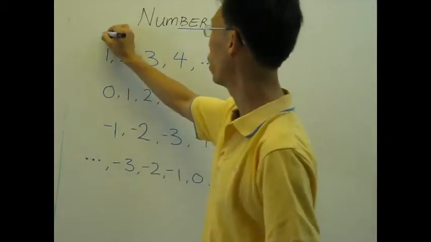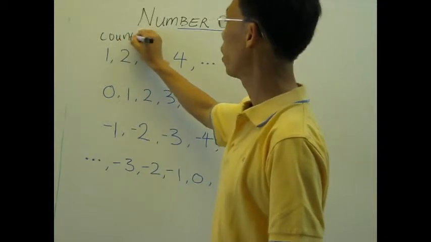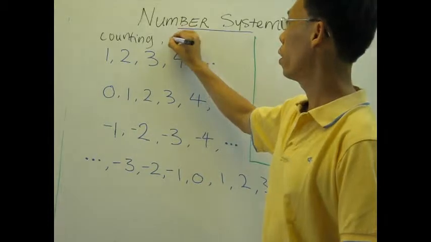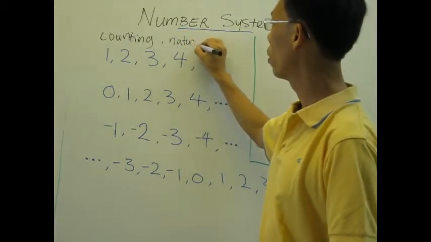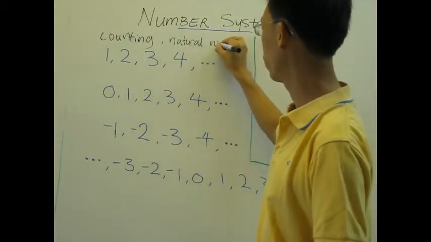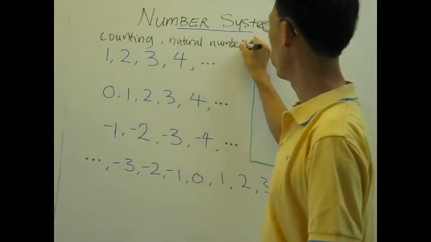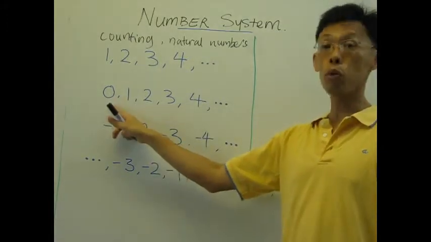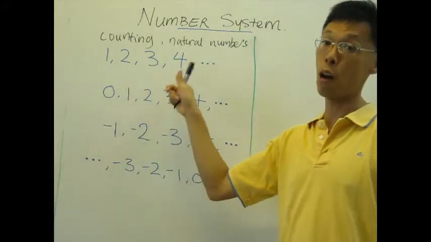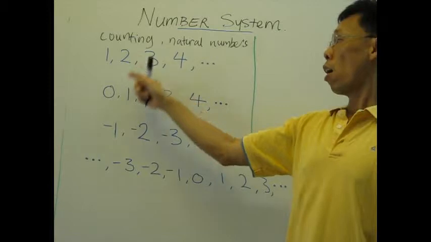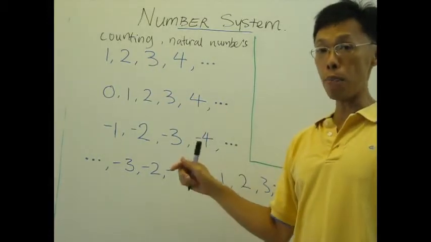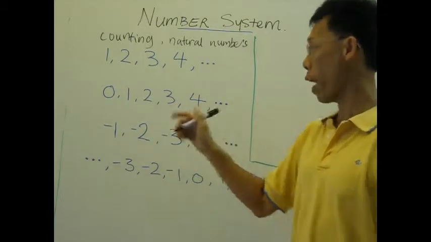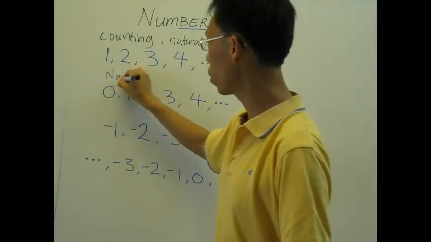So, we'll put here, counting numbers. They are also called natural numbers. Well, right, natural numbers. And the reason is that 0 usually is not considered as a counting number, right? In the IB, International Baccalaureate, 0, 1, 2, 3, 4 is actually called the natural numbers.